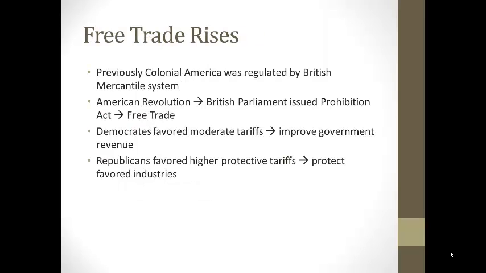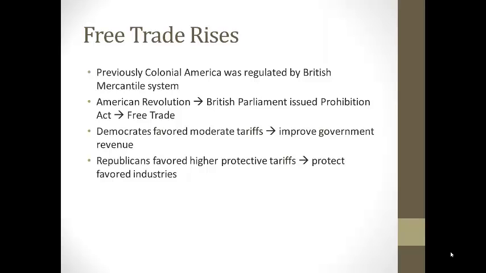Now, how does free trade really arise? Previously to colonial America, the economy was regulated by the British mercantile system, which is what I had discussed previously. Now, the American Revolution came about, and from there, the British Parliament issued the Prohibition Act. This prohibition blocked colonial ports, and free trade began to develop as a result of these blockages.